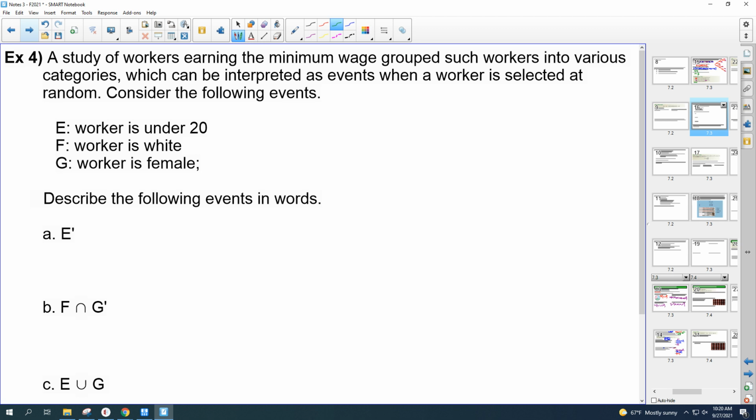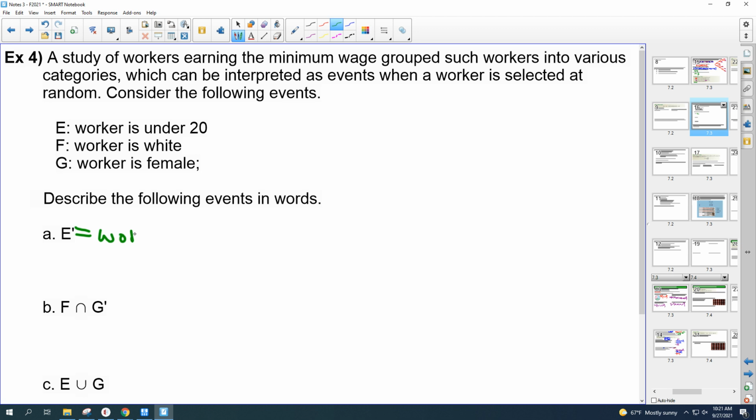Number 4, a study of workers earning the minimum wage grouped such workers into various categories, which can be interpreted as events when a worker is selected at random. Consider the following events. E, the worker is under 20. F, the worker is white. G, the worker is female. Describe the following events in words. So what does not E mean? 20 or over, 20 or older.